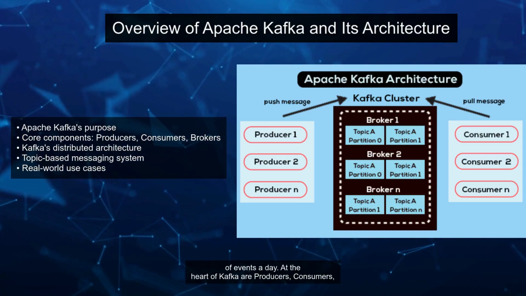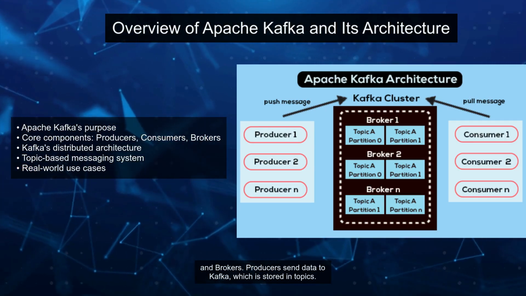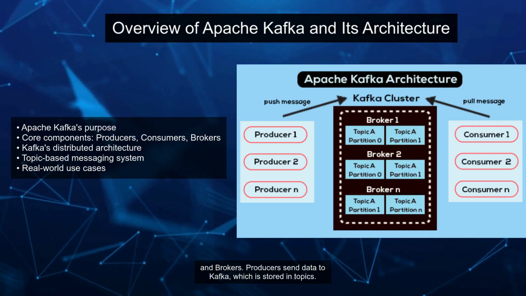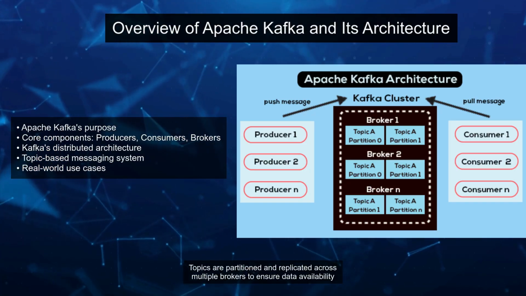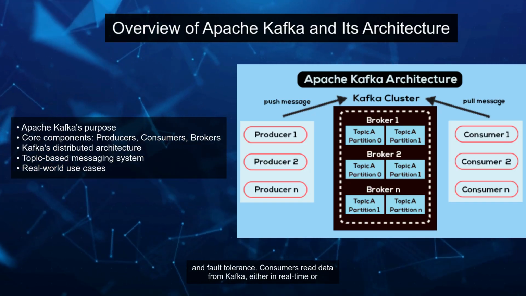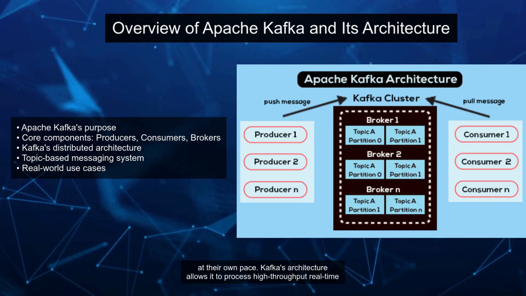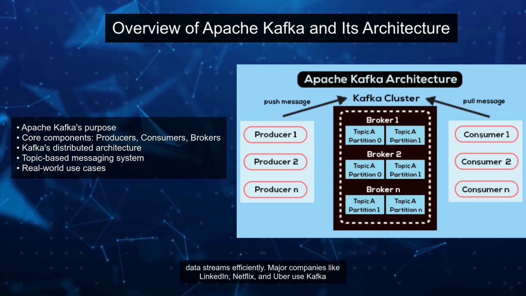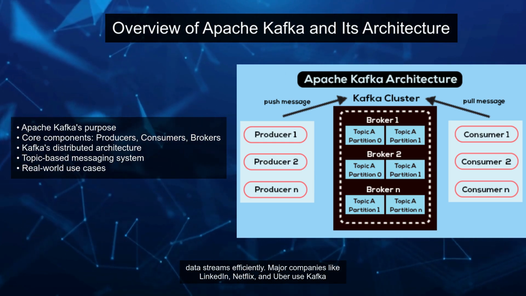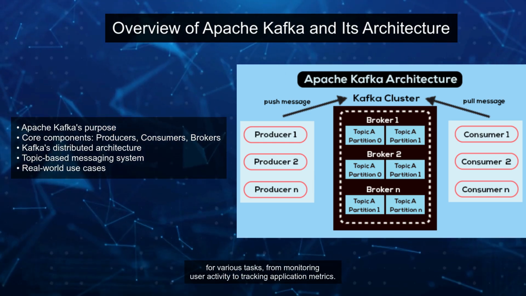Apache Kafka is a distributed event streaming platform capable of handling trillions of events a day. At the heart of Kafka are producers, consumers, and brokers. Producers send data to Kafka, which is stored in topics. Topics are partitioned and replicated across multiple brokers to ensure data availability and fault tolerance. Consumers read data from Kafka, either in real time or at their own pace. Kafka's architecture allows it to process high-throughput real-time data streams efficiently. Major companies like LinkedIn, Netflix, and Uber use Kafka for various tasks, from monitoring user activity to tracking application metrics.